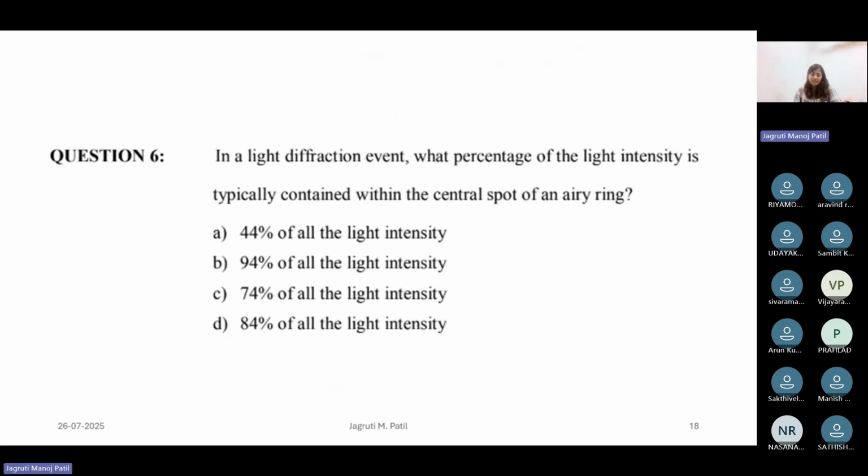So your question is, in a light diffraction event, what percentage of light intensity is typically contained within the central spot of the ring that we just saw? 84. Yes, so the value is 84%. Why is it 84%? Because next to the side lobes, your value gets reduced and diminished, so you are not able to see the rest of the percentages.